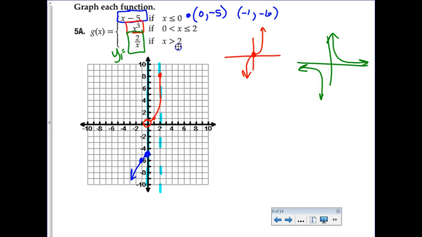So starting at x equals 2, I don't actually have a point there. So I'm going to use an open circle when I get there. Can you please figure out what happens when you plug in x equals 2 to that function? If my pen will work, I'll write it down. All right, so at x equals 2, you get 2 divided by 2, better known as 1. So at 2, 1, open circle.